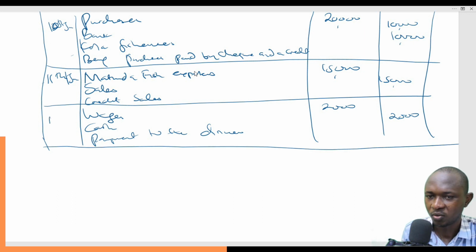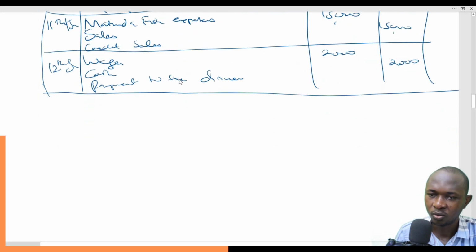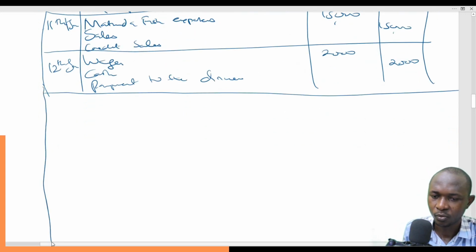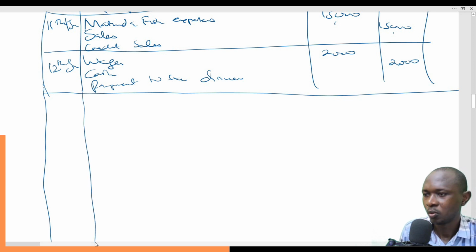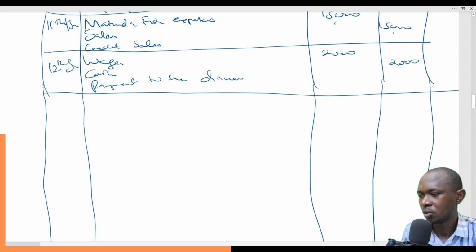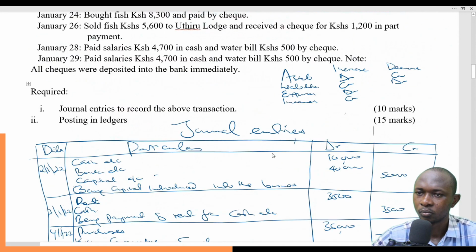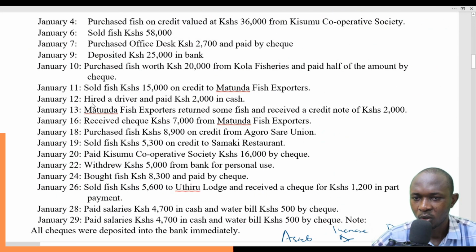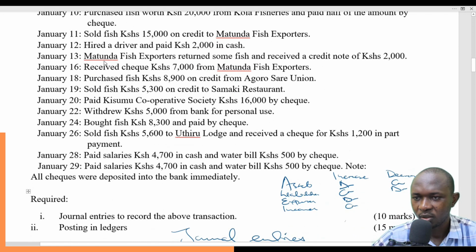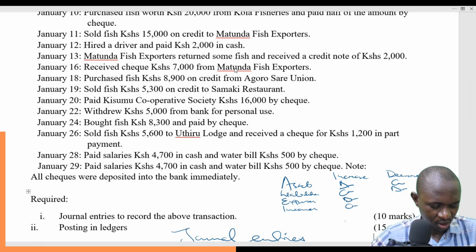So we continue. This thing is quite long. So January 13th, Matunda Fish Exporters returned some fish and received a credit note of 2,000.